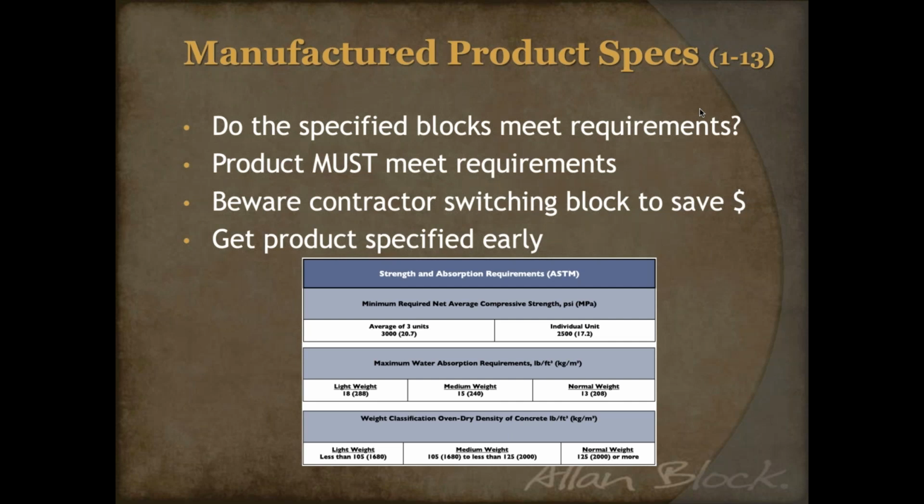It's really important to get these products specified early on, because the earlier you get the product specified, the earlier you can start designing with a specific product. And like everything else, the sooner you get that out of the way, the sooner the design can begin, and then the sooner you can address any issues that come up.